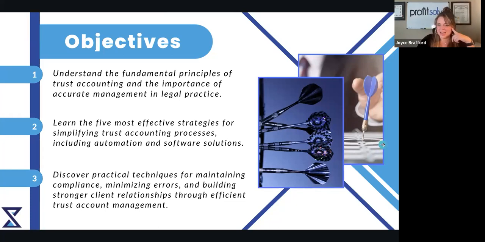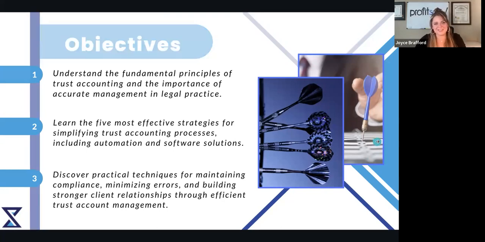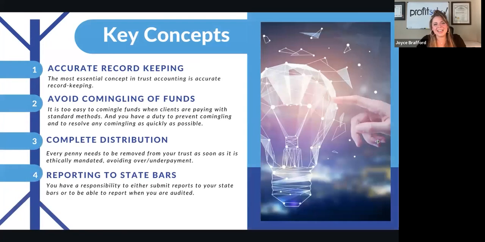So TimeSolve is simple time and billing. This presentation is simple strategies and how to implement them, right? So let's just get right into it. All right, key concepts that we need to understand regarding trust accounting: record keeping, commingling of funds, complete distribution, and reporting to the state bars.